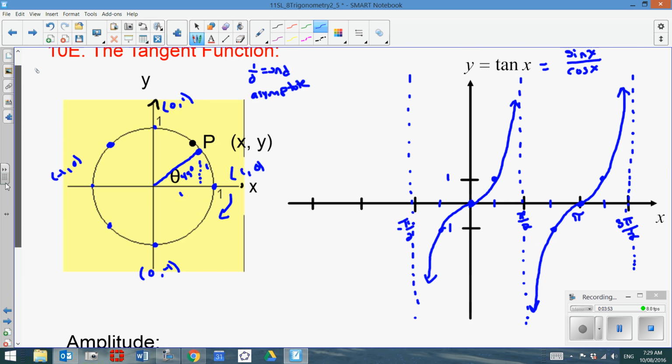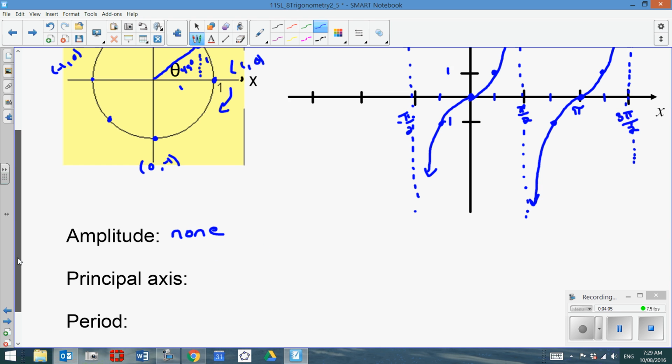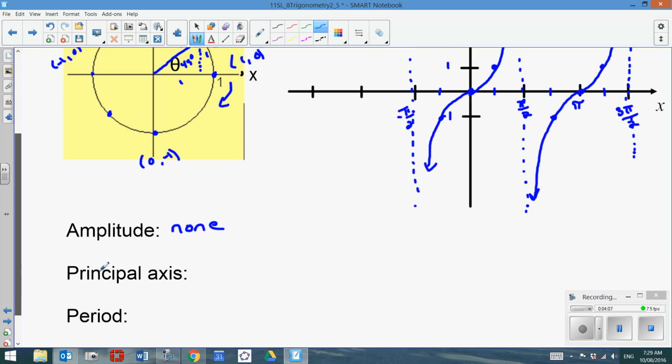So if I think about an amplitude, do I have a max or a minimum value that this graph will go to? It actually will continue to go up to positive infinity and negative infinity, so we don't call this an amplitude, all right? I don't actually have a max or a minimum point for my tangent graph. The principal axis is still at 0.